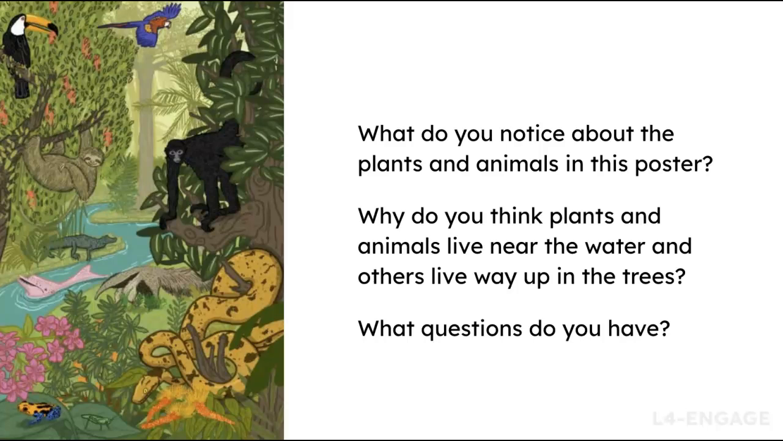For the Engage portion, you'll show students the rainforest poster from Lesson 1 and ask what they notice about the plants and animals pictured and why they think some live near the water and others live up in the trees. You'll revisit the driving question board and add any new questions and highlight others connected to the learning goals of this lesson by calling attention to questions about how plants and animals get what they need to survive.